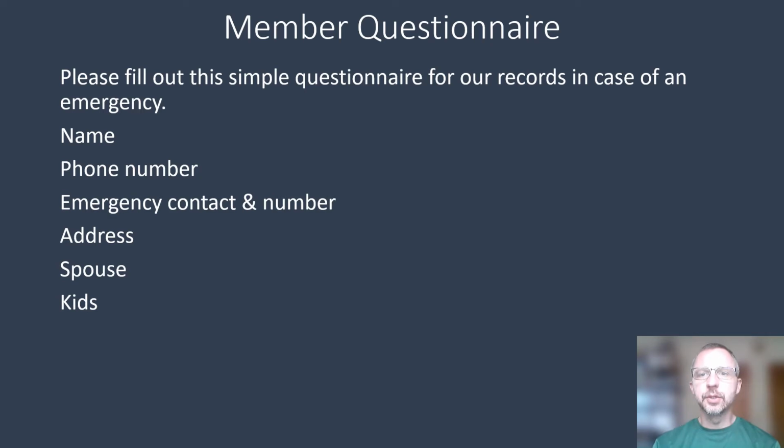All right, so you're going to want to send out a member questionnaire. At the top, you're going to say, hey, please fill out this simple questionnaire for our records in case of emergency. You can elaborate if you would like, or you don't have to. You can just state that if there is an emergency, we need to know who to contact and what we need to do. So, of course, you want their name, their phone number. You want to get an emergency contact number.